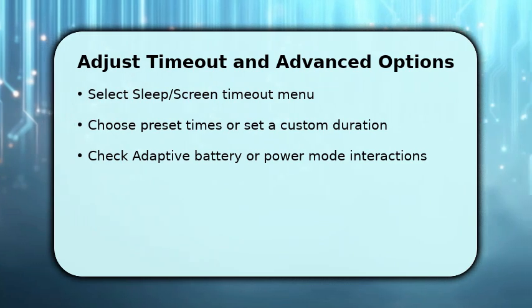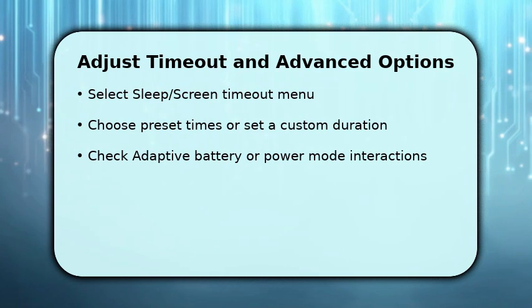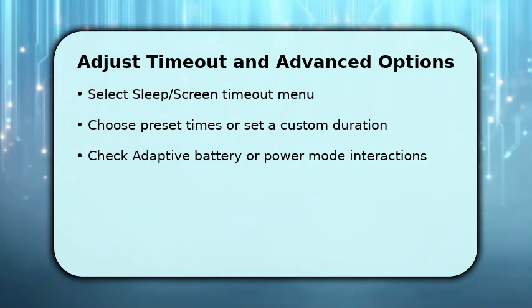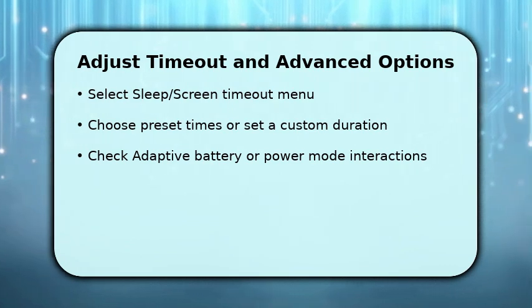Once chosen, note that power-saving modes or adaptive battery can override timeout. Disable those temporarily to confirm the change. After applying, test by leaving the screen idle to ensure the timeout matches your selection.